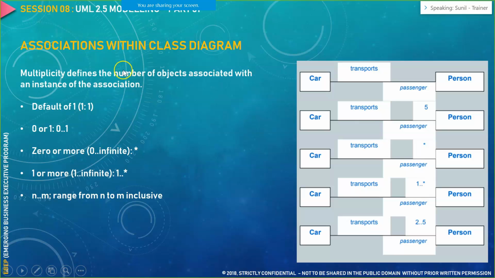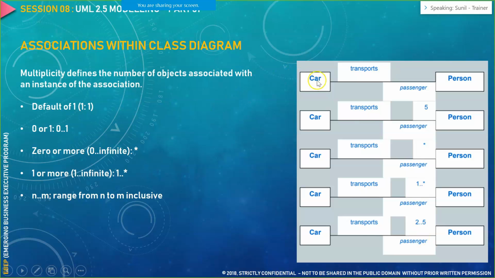Now these are some of the examples of association within the class. So default association is always one to one. You can have one to one or one to many, zero to many, one or more, or many to many relationship as well. So here you could see car transports passenger. Then you see car transports 5 passengers, car transports n number of passengers, car transports 1 to star, that is 1 to many passengers. Then two cars transport 5 passengers, that is a many to many relationship.